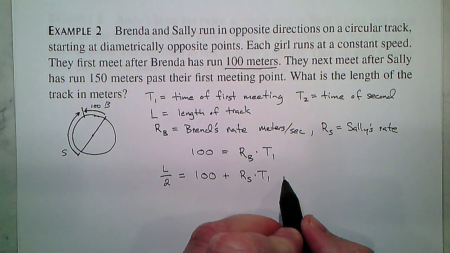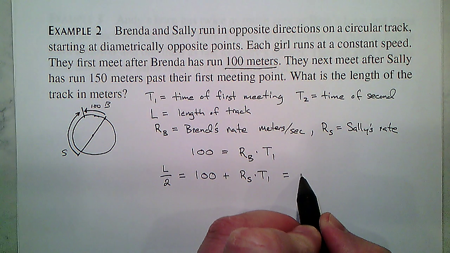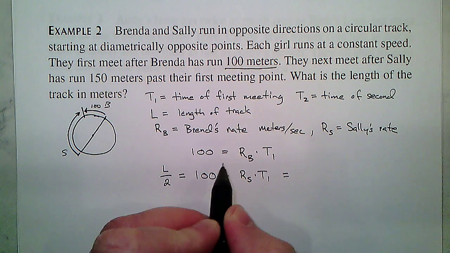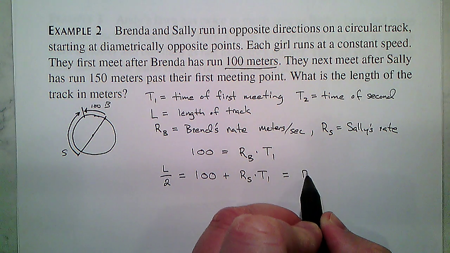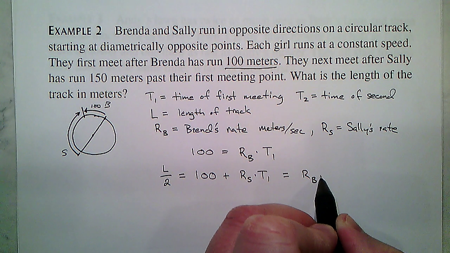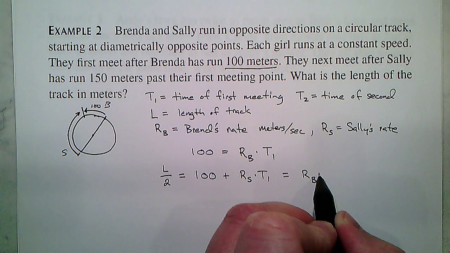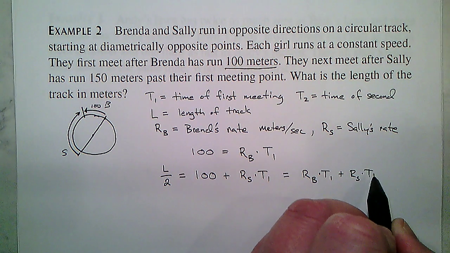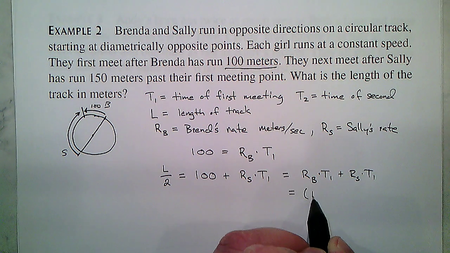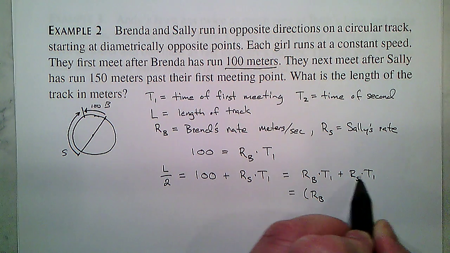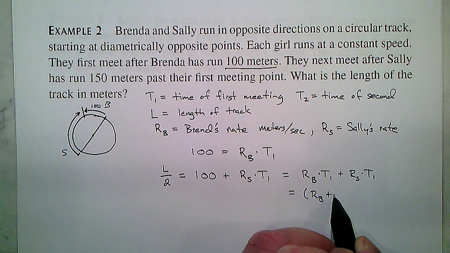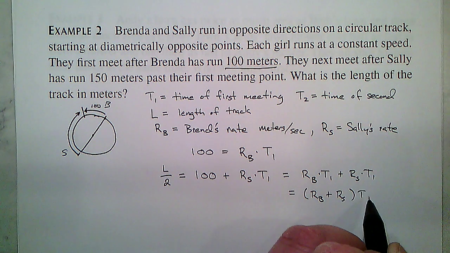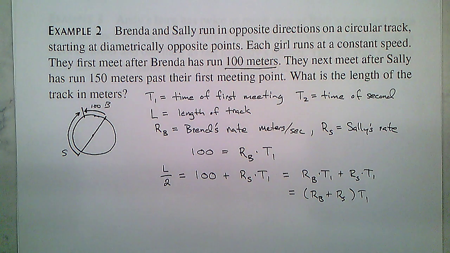Now, another way that we'll see is also useful. This 100 was, of course, Brenda's rate times T1 plus Sally's rate times T1, or this said another way is if I use the distributive property and factor out a T1, I would have something like that. Again, not sure how this is going to help me, but let's see.